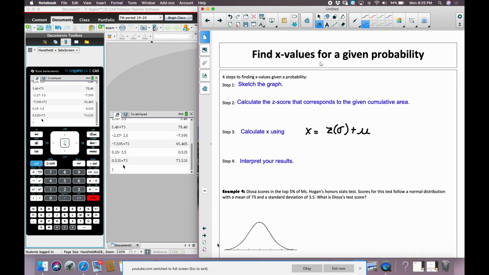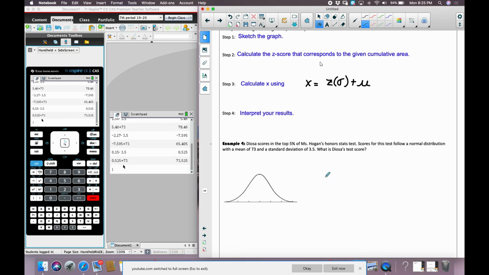Okay, 4 steps to finding x values given a probability. Sketch the graph, calculate the z-score that corresponds to the given cumulative area, then use that z-score equation and interpret your results. So it's very similar to what we just did. We just have to do an extra step going from area to z-score. And we'll use technology instead of the table.